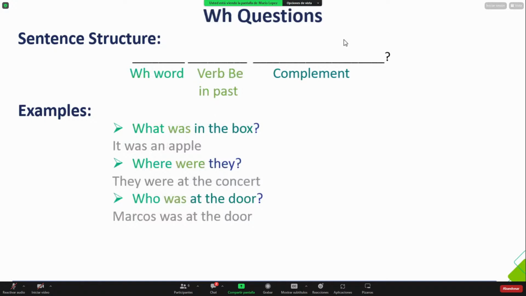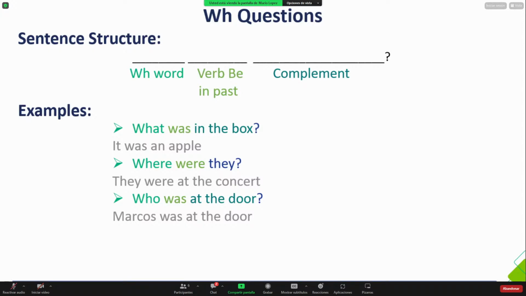WH questions in past with verb be. Here we're going to use the WH word or WH words. What are the WH words? They are words that we use to make questions. For example, what, where, when, why.